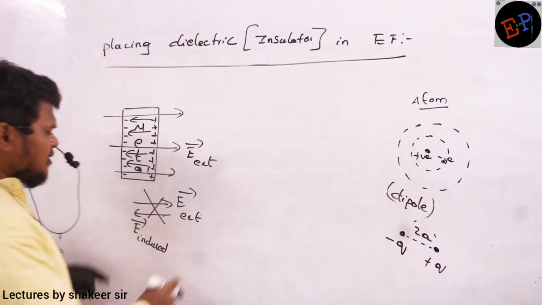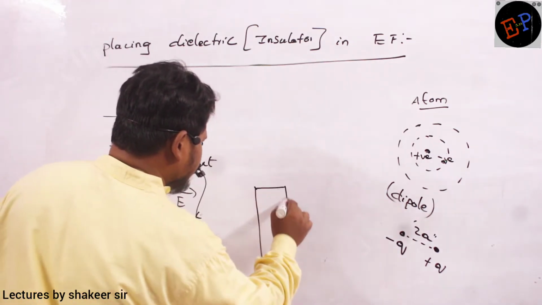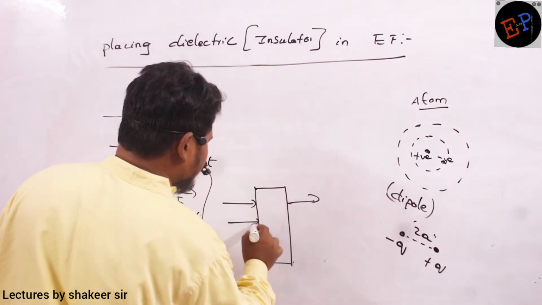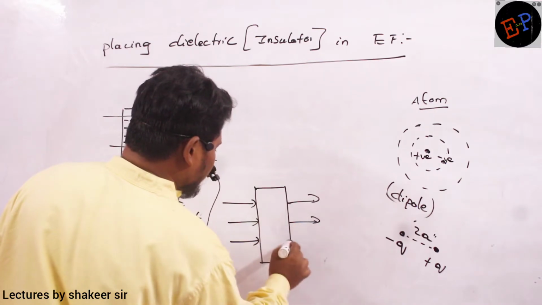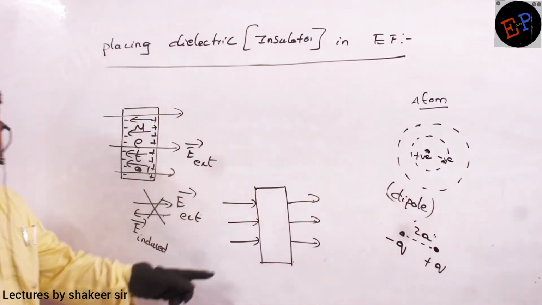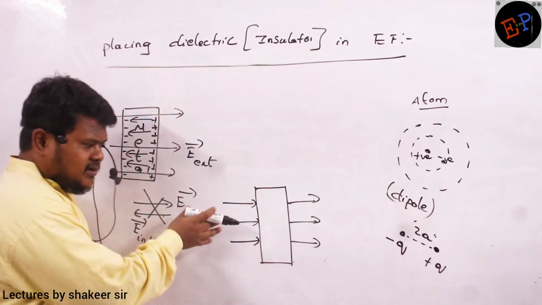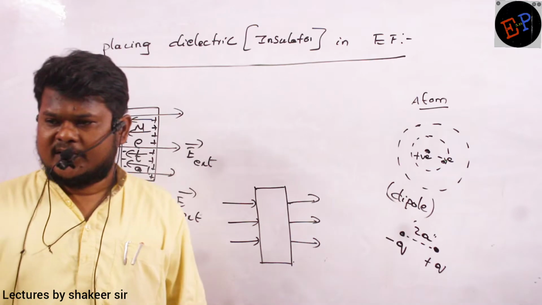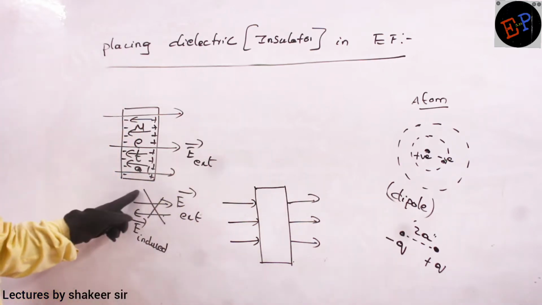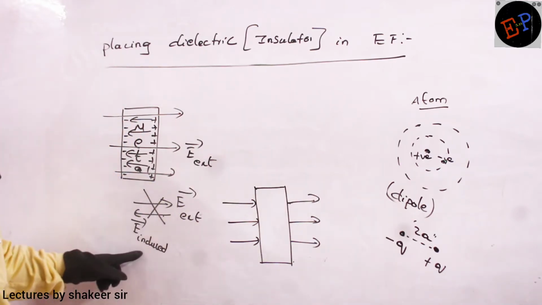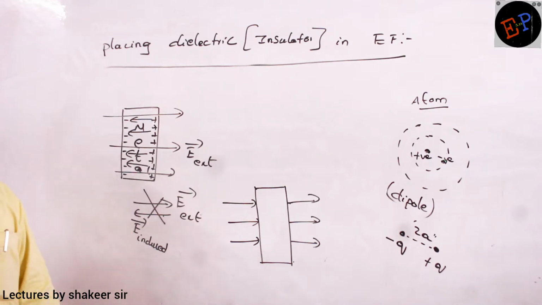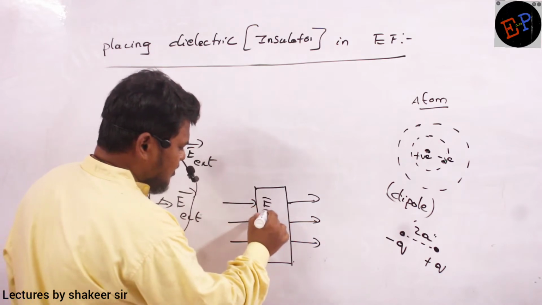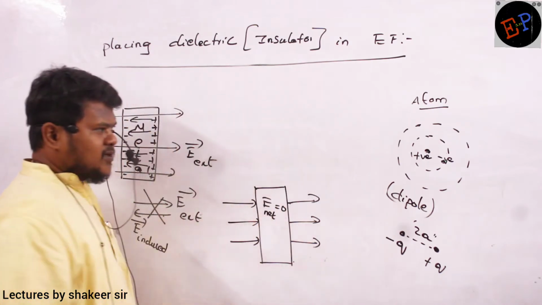So finally, what happens? If this is the metal, electric lines will be just traveling like this. But it is as if these electric lines are not entering the metal. It appears as if the electric lines are not at all entering the metal. But actually they are entering. What is happening is the field which is entering and the induced field get cancelled with each other. So what is the net electric field inside this metal? It will be 0. This is what we have studied.